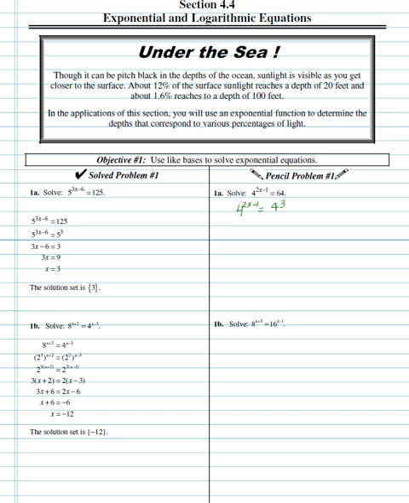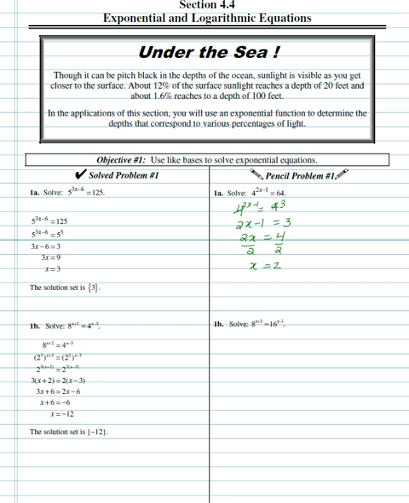When the bases are the same, we simply work with the powers. So 2x minus 1 is equal to 3. So the bases are no more in the picture. So 2x is equal to 4, adding 1 both sides, dividing by 2, x is equal to 2.